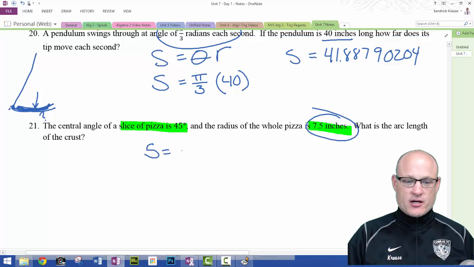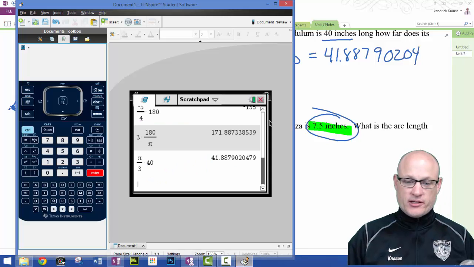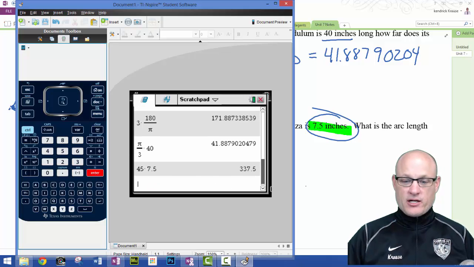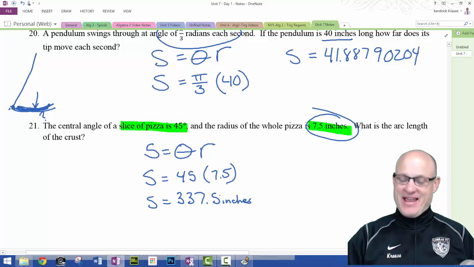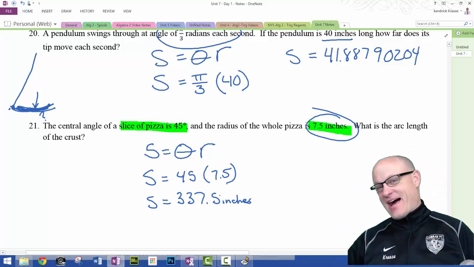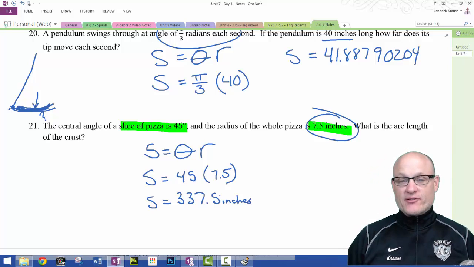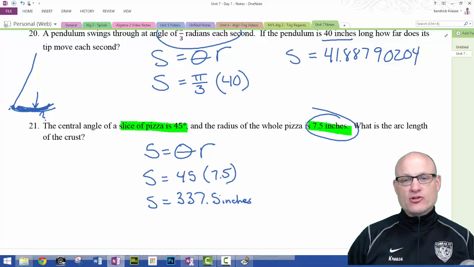All right, S equals theta r. I want to know how long my crust is. My crust is the outside of a circle, and the outside of a circle is an arc. S equals theta r. So just like a monkey, I'll go S equals 45 times 7.5, and I get 337.5 inches. What the heck? That's an amazing piece of pizza, 337.5 inches of pizza.